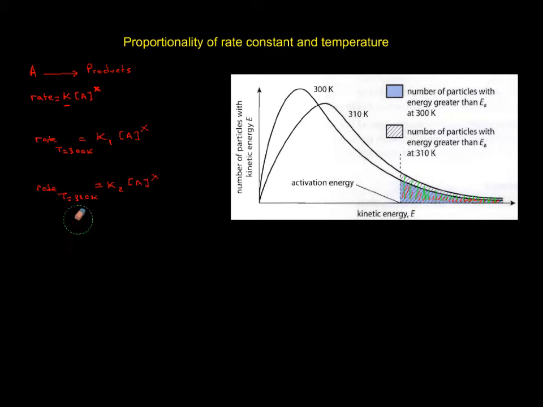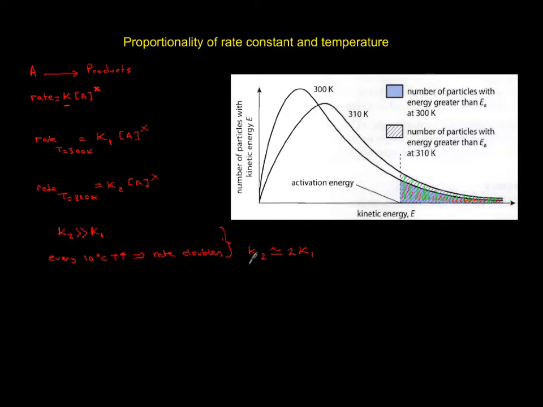There is a rule of thumb actually: for every 10 degrees Celsius that you increase the temperature, the rate doubles because the rate constant gets twice as much. So every 10 degrees Celsius temperature rise means the rate doubles. There is a disclaimer, it only works for reactions that have about 55 kilojoules per mole of activation energy. So K2 is approximately twice as much as K1.